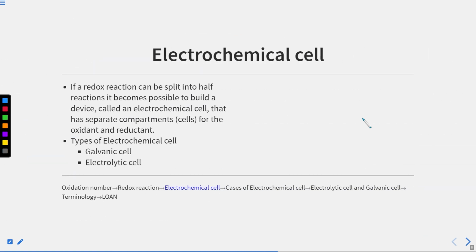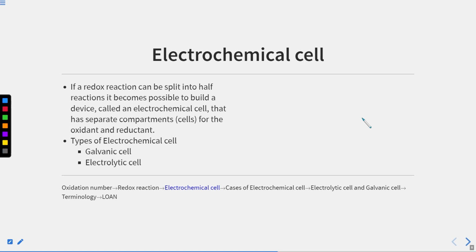Next one is the electrochemical cell. So what is an electrochemical cell? We have seen what a redox reaction is. So if we can split the redox reaction into two halves, right? In the previous examples, you cannot split it, because they both were combining and giving the same compound.